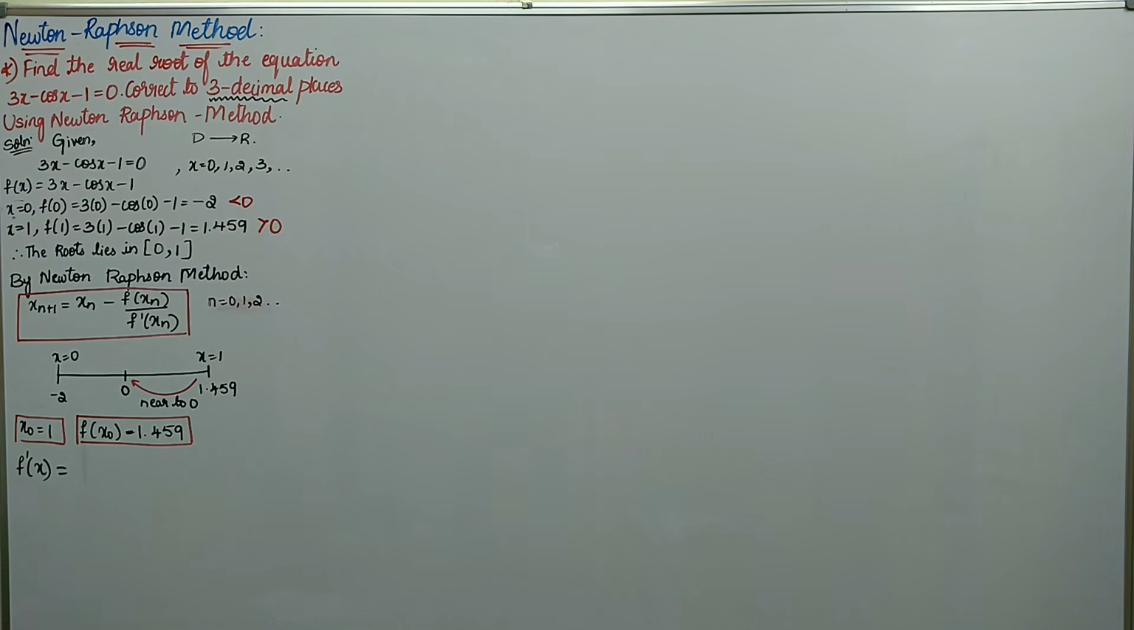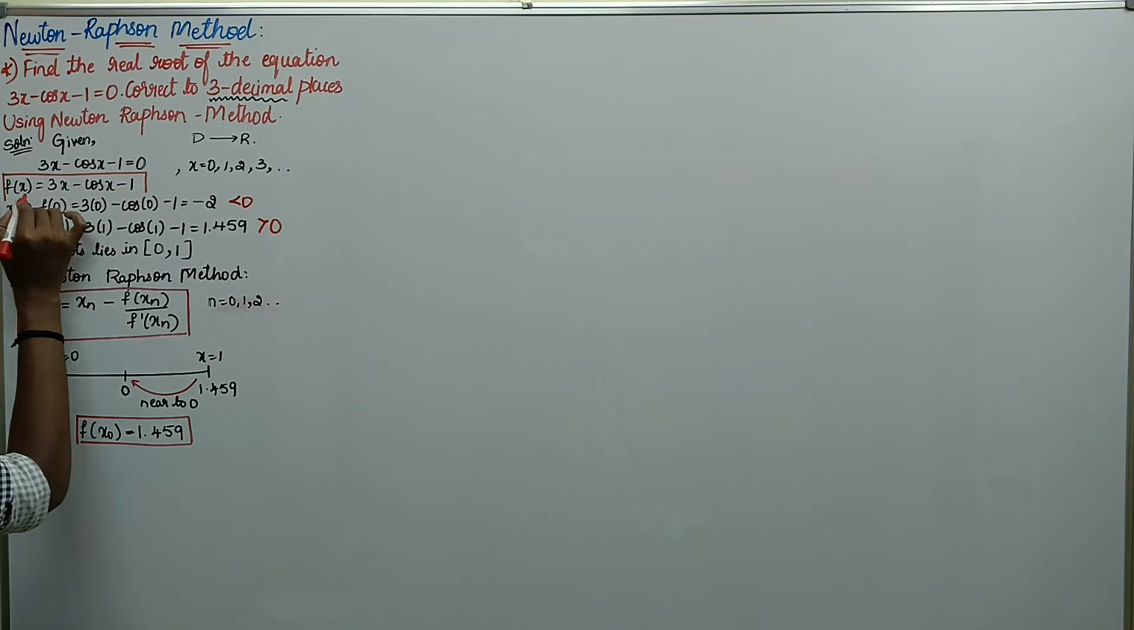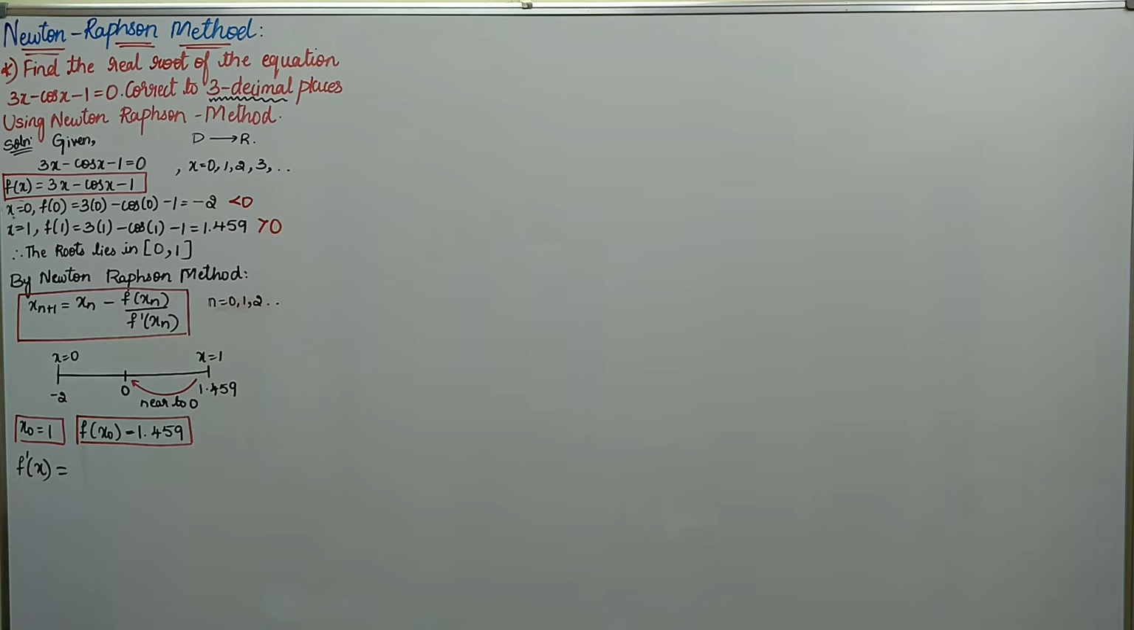Now, what am I supposed to represent first? F dash of x. That means I need to differentiate this given function with respect to x. Got the point? Let us differentiate term by term. We have 3 terms. First term we have 3x. In 3x, 3 remains constant. Differentiation of x with respect to x is 1.